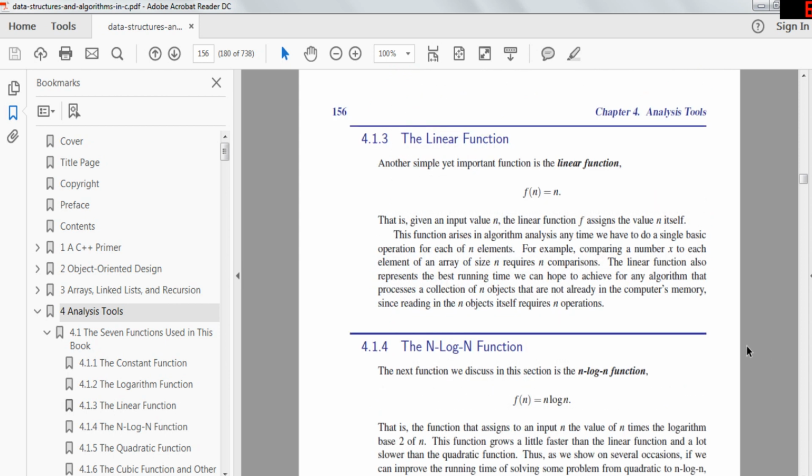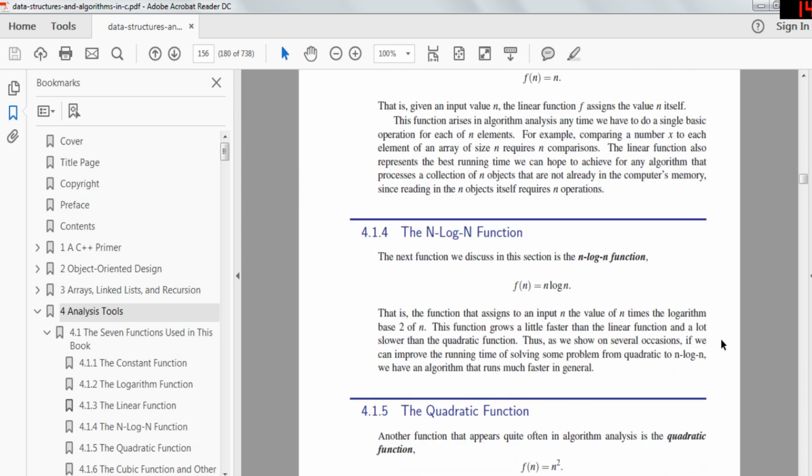Okay. Next, as a function, we have a linear function. When f of n equals n, given an input n, the linear function assigns the value n to itself. This function arises anytime we do single basic operations for n elements. For example, if we compare x to each of the elements in a list of size n, that requires n comparisons. The linear function also represents the best running time we could hope to achieve for any algorithm that processes a collection of n objects that are not already in the computer's memory, since reading in the n objects itself requires n operations.